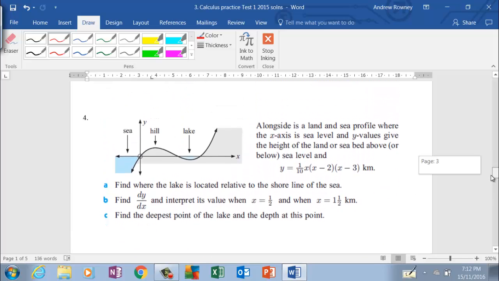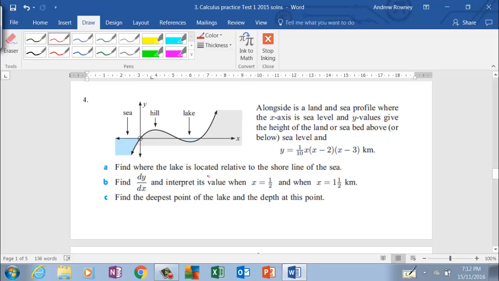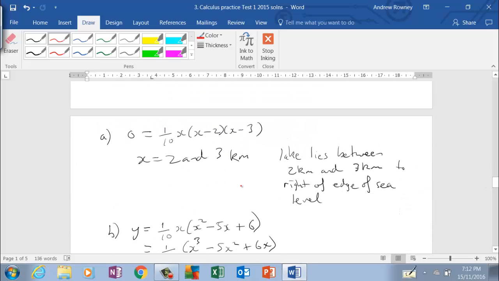Now some context questions, problem solving. So this here represents the equation of the land. This is the land here, the shape of the land, and find where the lake is located. So we want to find that x-intercept and that x-intercept. So it's clearly going to be 2 and 3, and the other one's 0, so there's 3 x-intercepts, but the lake x-intercepts represent 2 and 3. So that's there, it's in kilometres.